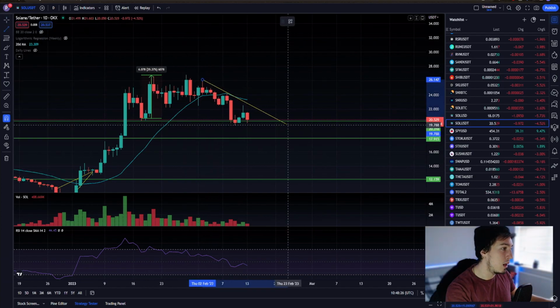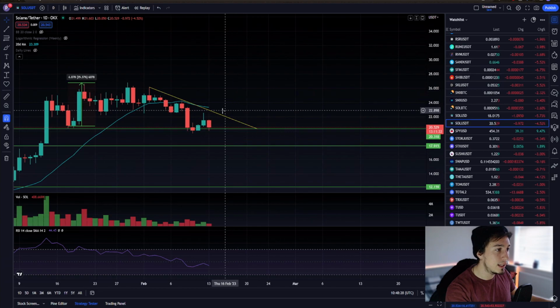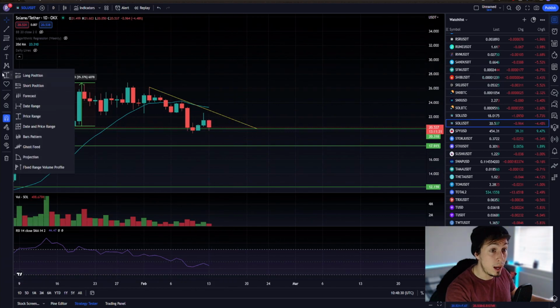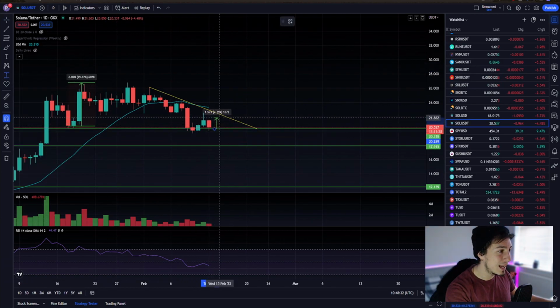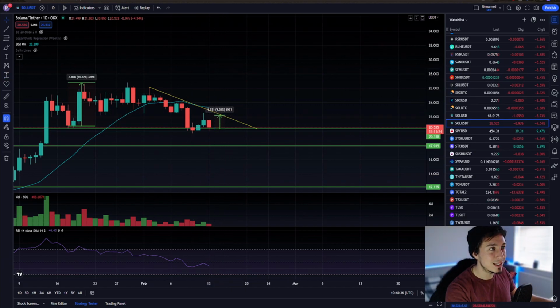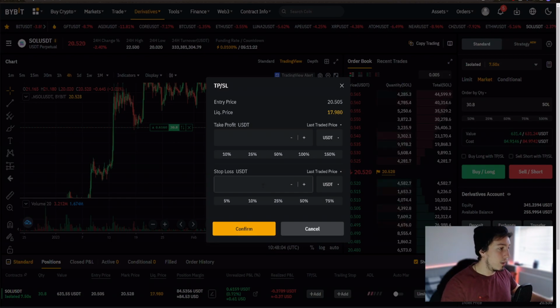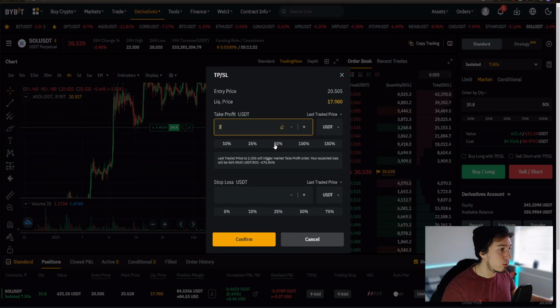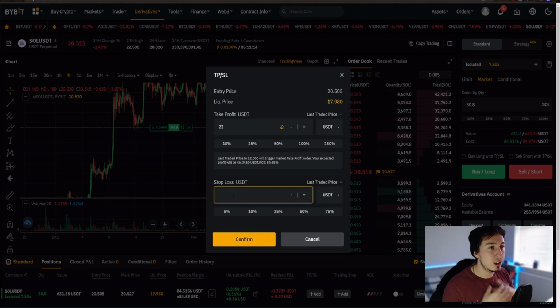If we connect up some resistance levels, there is still scope for Solana, in my opinion, to get a little bounce up around 9%, which would take us to about $22.22. So with this in mind, we could set a take profit at $22 on the dot. And with a stop loss, we wouldn't want it to be really at the liquidation price. Maybe just 1% down below would be absolutely fine.